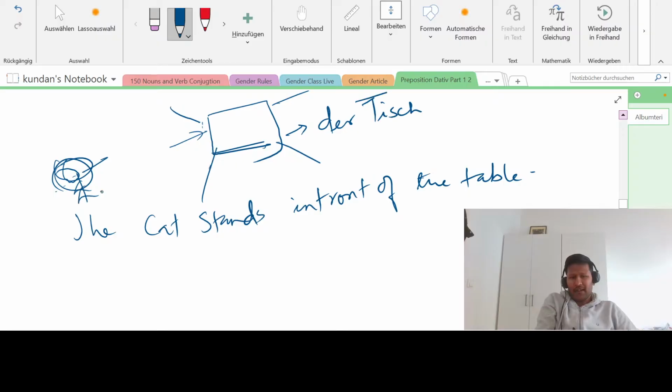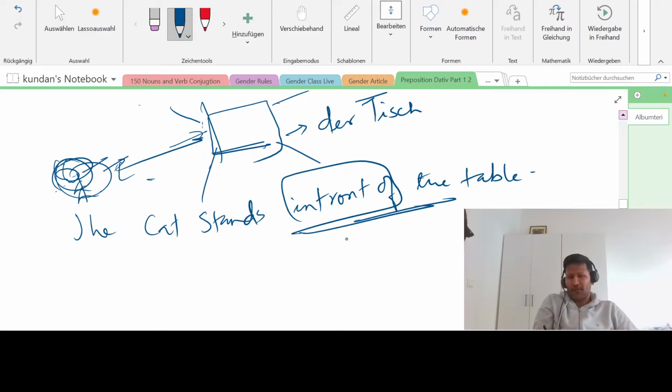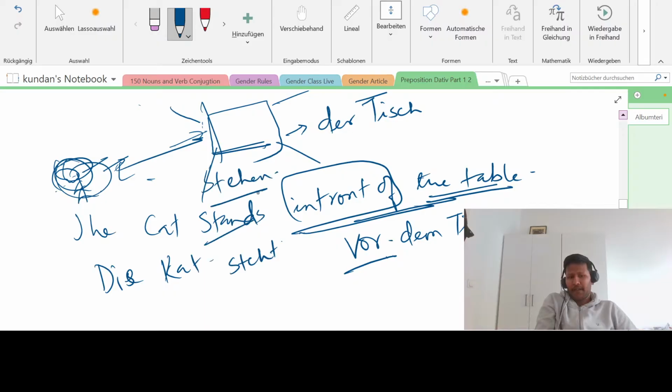And the cat is standing here. So is there movement in the cat? No. This is fixed distance, right? Fixed distance. So this is location. This vor is for location. So der Tisch will become dative, right? Always remember this. So der Tisch will become dem Tisch for dem Tisch. So how will the sentence be? The cat, stand is to stand, and steht. Die Katze steht vor dem Tisch.